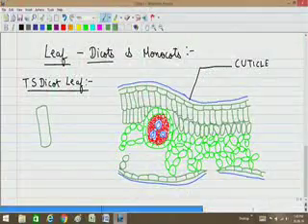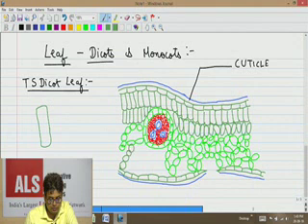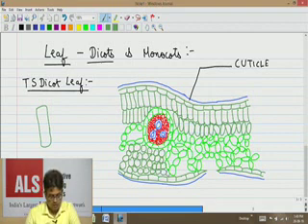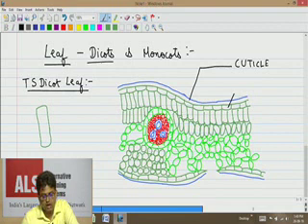Okay, so I am going to draw now the other cells which are going to fill this space, slightly more dense than spongy mesophyll cells, like this. Okay. Now the structure of the leaf is complete. So let us label now. Cuticle is done. Adaxial surface. Look, the upper surface of the leaf is called the adaxial surface.